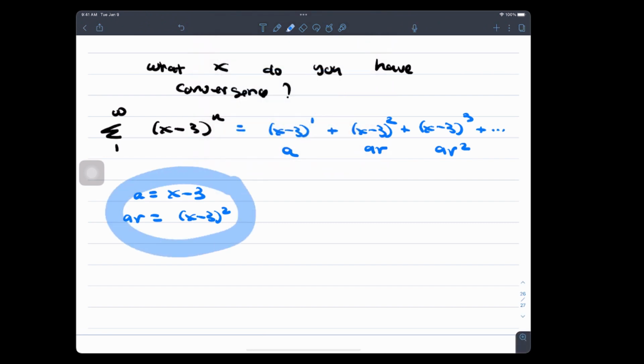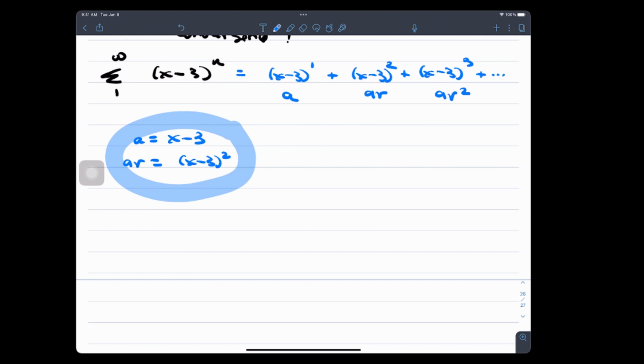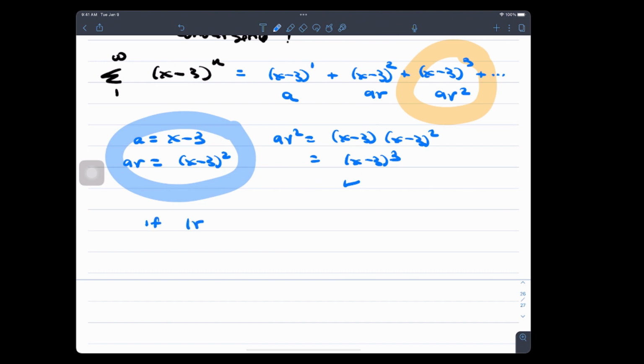Do you guys remember what that means about ar squared then? Because we have to check ar squared, don't we? So what is ar squared? x minus 3 times x minus 3 squared. Is that x minus 3 to the third? It sure is. Doesn't it check out? Okay, when do you have convergence? If the absolute value of r, what is r going to be? Do you guys know what r is?